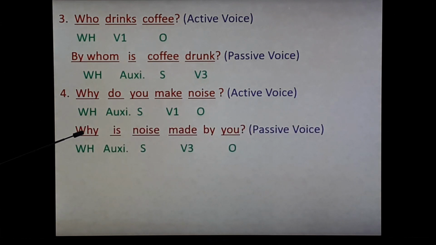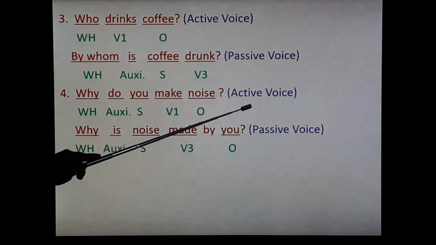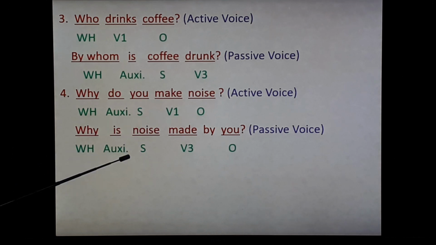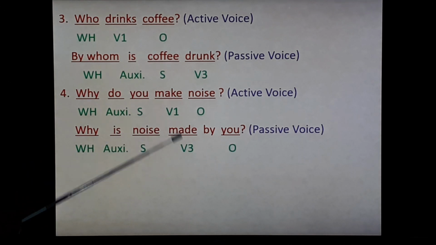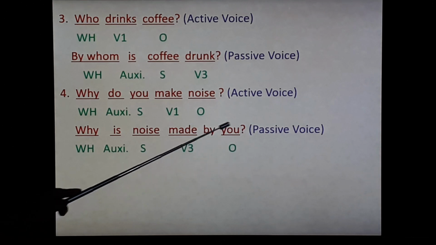Why? Same thing you have to write. After that, noise, that is the object in active voice, becomes the subject in passive. Before that we are doing interrogative formation, that's why before the subject you have to add an auxiliary verb. So with noise, is will come. Why is noise? Then the V1 form made, so you have to turn it to V3 form. Made by you. You will be the same in passive. So, why is noise made by you? Question mark. This is passive voice.